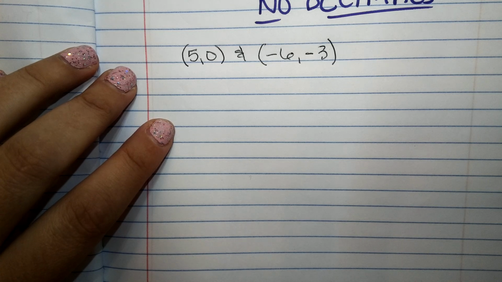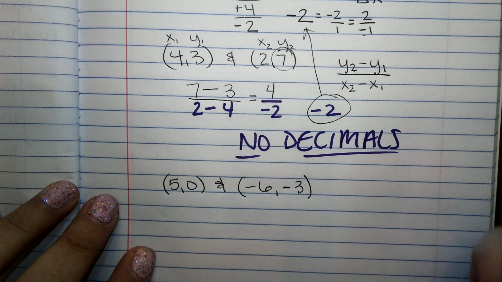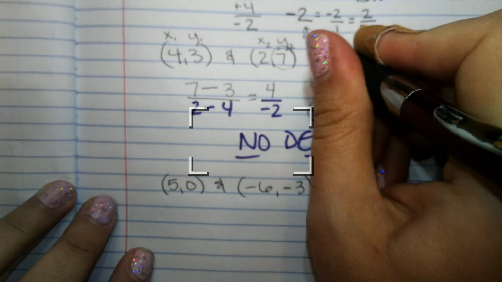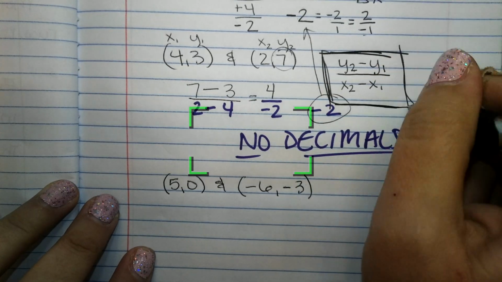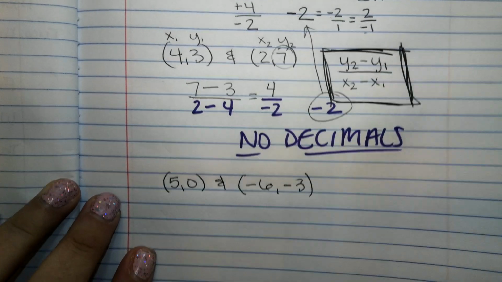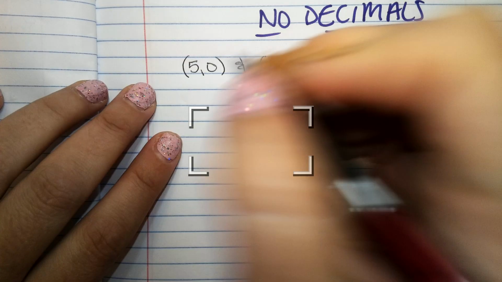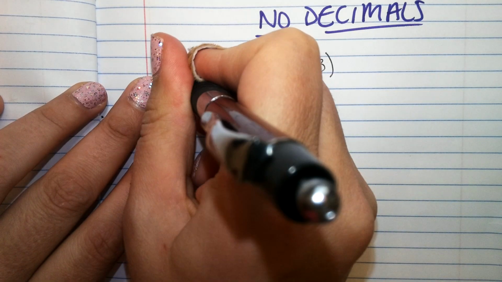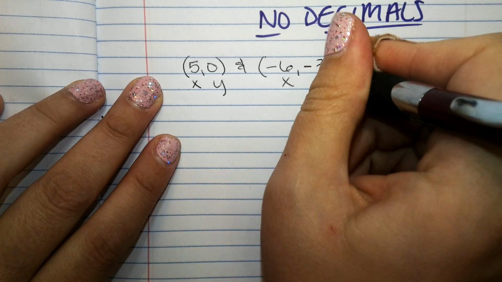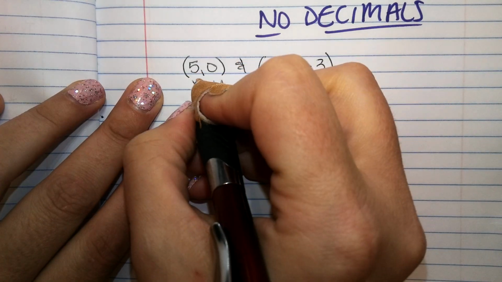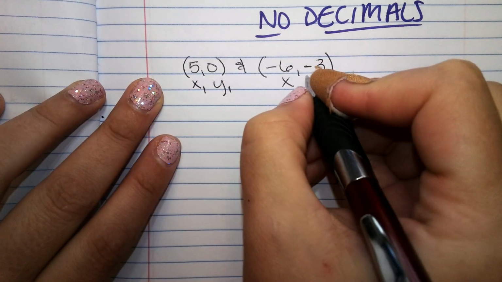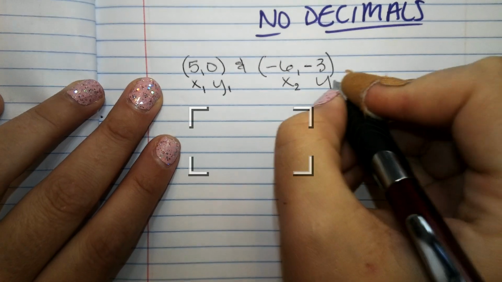And we're going to use our formula, y2 minus y1, divided by x2 minus x1. Hopefully you wrote that down. Take some time to pause the video and write that down if you need to. So I'm going to write my x, y. This one's my first ordered pair, so we have x1, y1. This is my second ordered pair, so we have x2, y2.